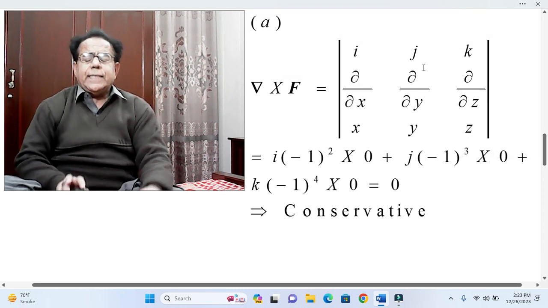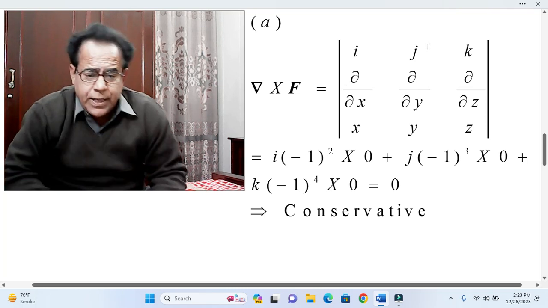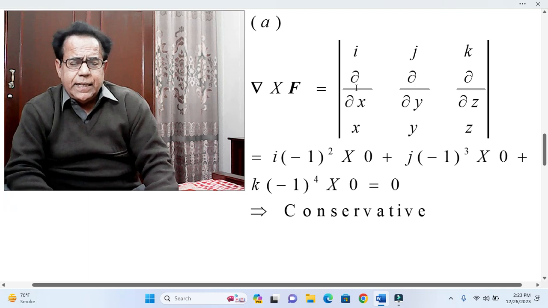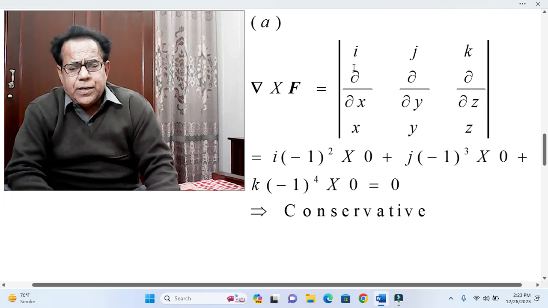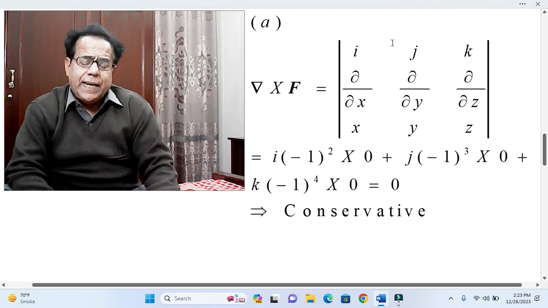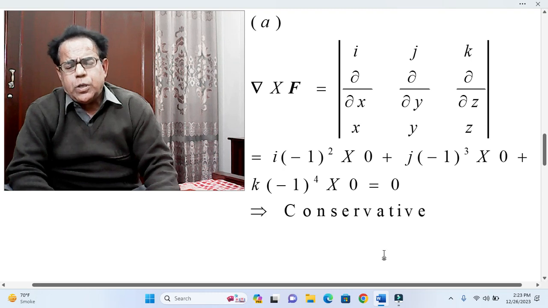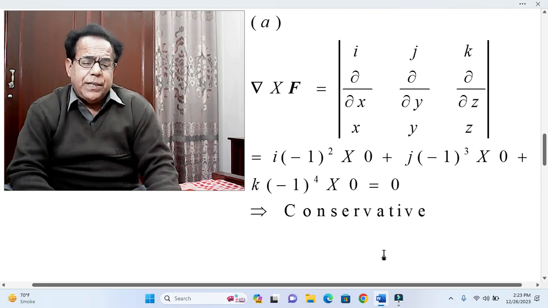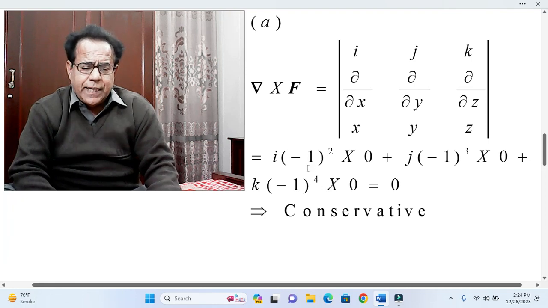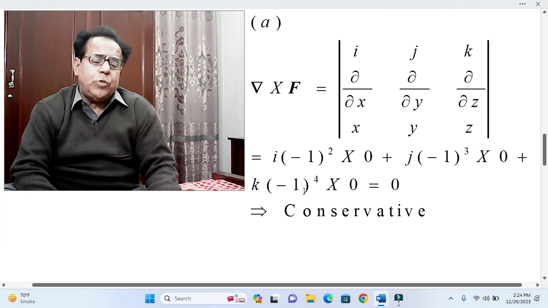Now, dear students, we expand this determinant. First, we are expanding it from the first row. Usually a determinant can also be expanded from the first column, but for the time being, we are not studying matrices and determinants. With i we have written minus 1 raised to the power 2. With j, we have written minus 1 raised to the power 3. With k, we have written minus 1 raised to the power 4.